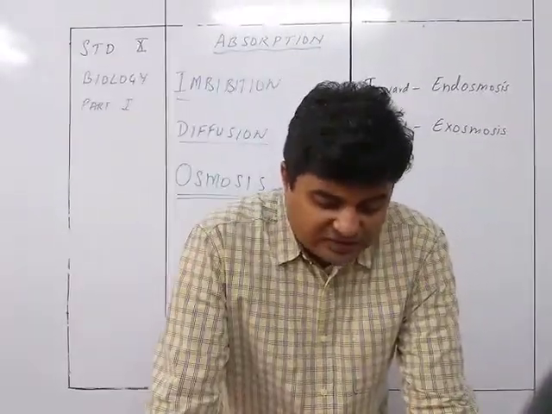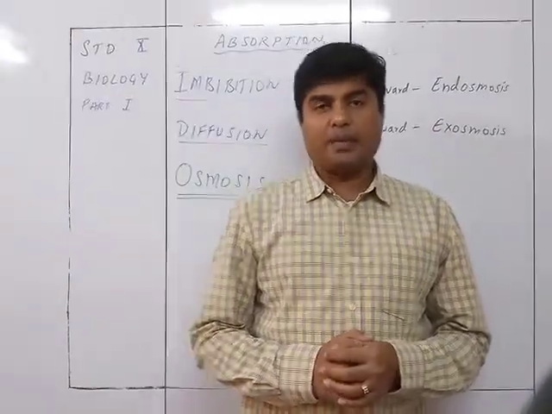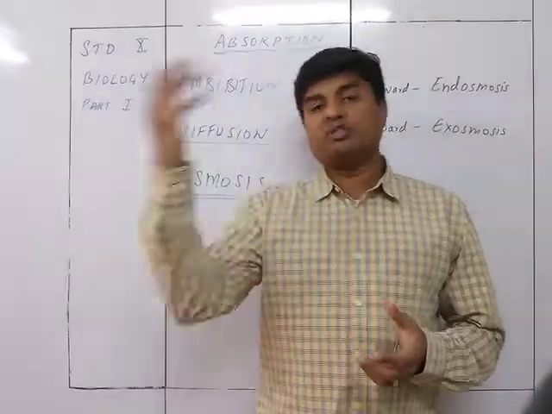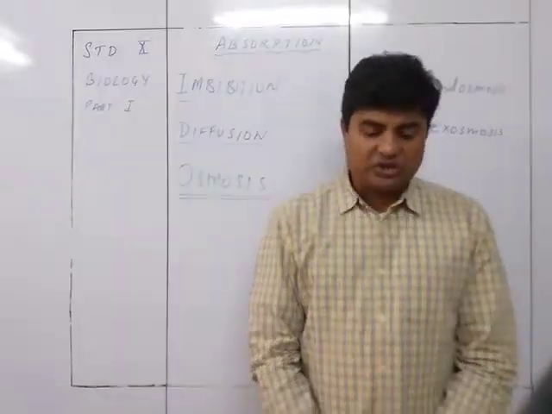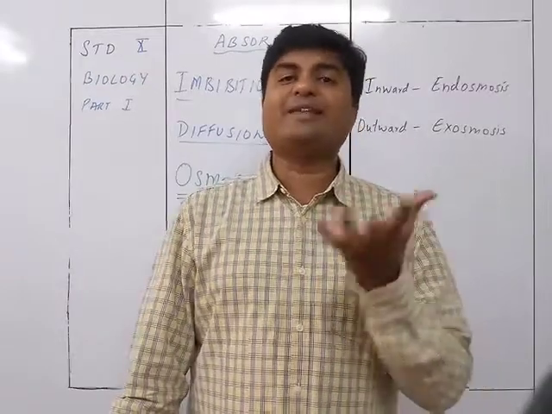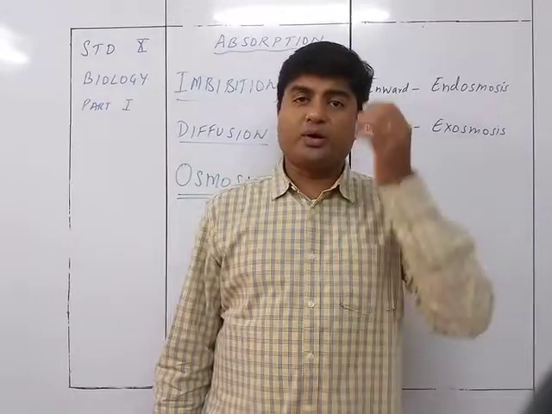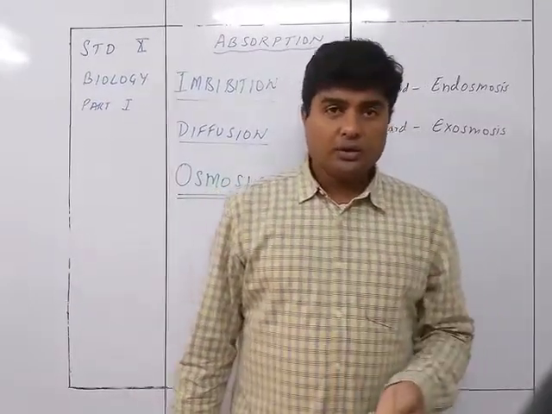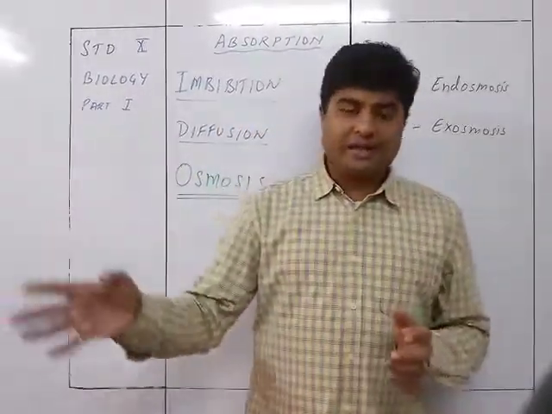Similarly, exosmosis is the outward diffusion of water through a semi-permeable membrane. So it is the outward diffusion of water from the cell to the outside, through a semi-permeable membrane, when the surrounding solution is more concentrated. I give you an example of the sugar solution. Sugar solution has more sugar and less water, whereas the grapes have more water and less sugar. Okay, so what happens? The water from the grapes goes outside.